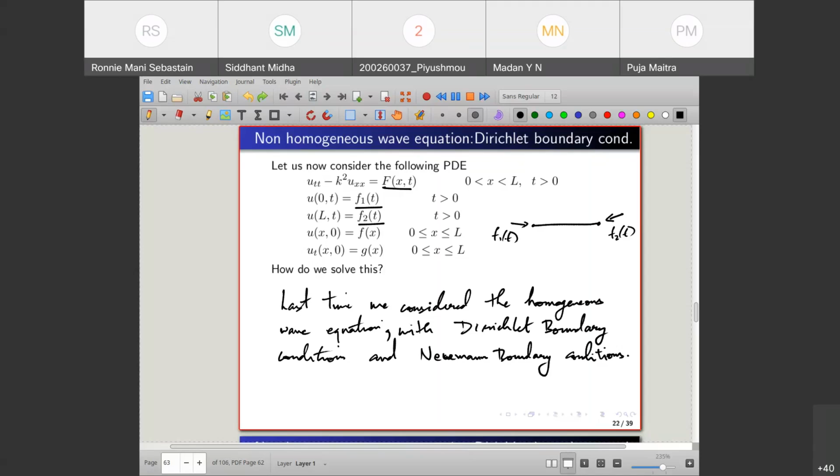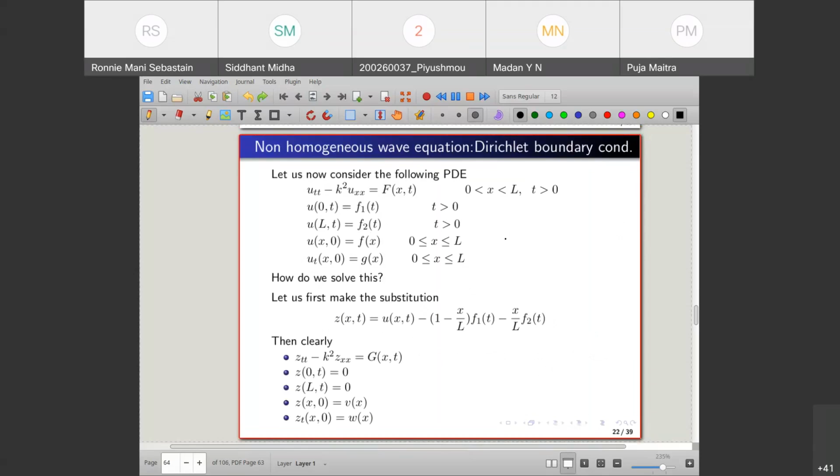Anyway, let's just put aside the meaning of this equation in real life, and let's just see how to solve this. As always, as in the previous case, our aim is to simplify these two conditions first. To do that, we make this substitution, z equal to u(x,t) minus this thing. And clearly, z and u determine each other. So solving for u is the same as solving for z.